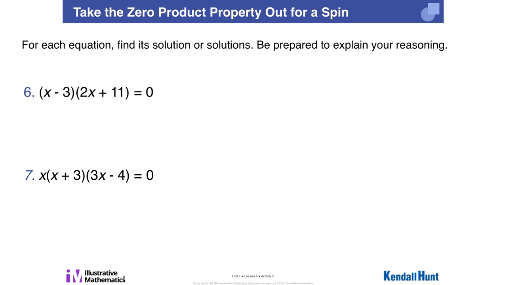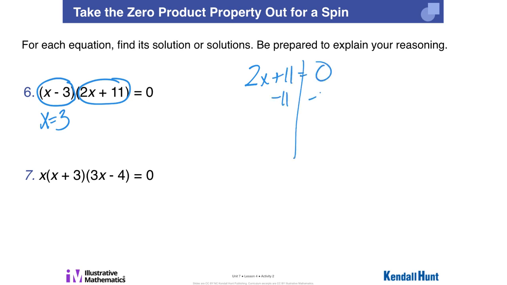In number 6, I have two pieces being multiplied together. In the first one, if that is 0, the whole thing is going to be 0. So here, if x is 3, the whole thing will equal 0. And then in the second part, 2x plus 11. And again, that might be a little bit tricky to figure out just by looking at it.